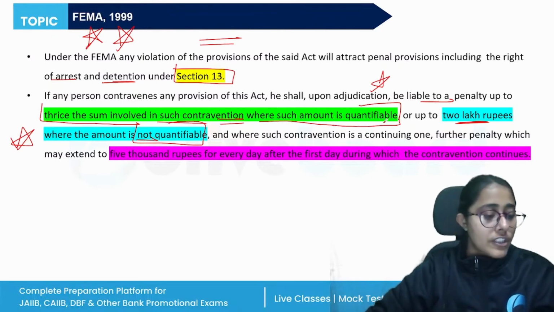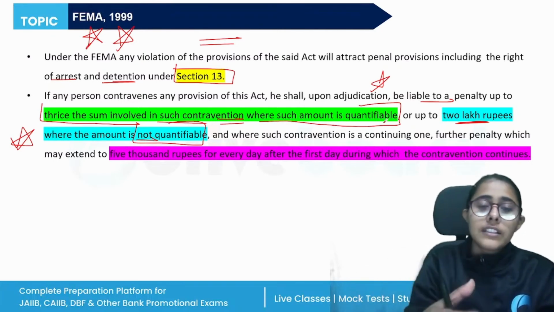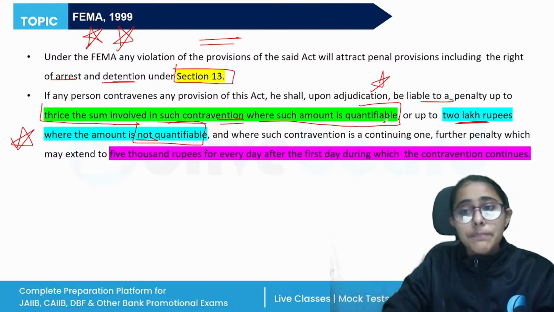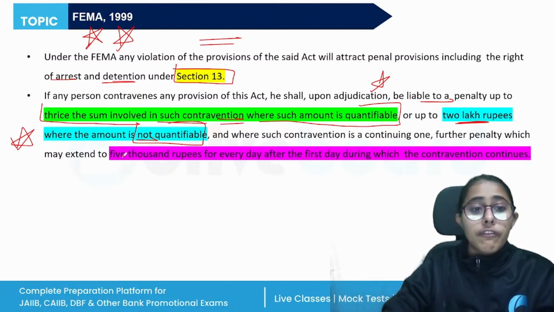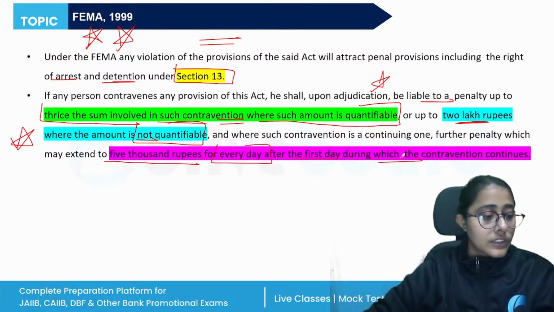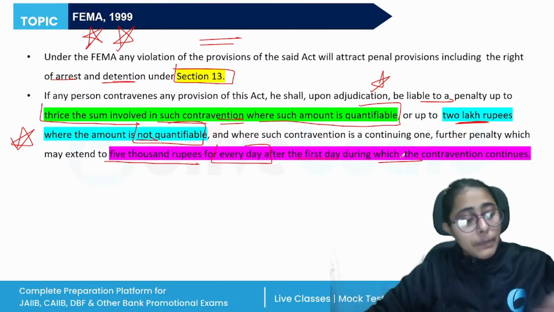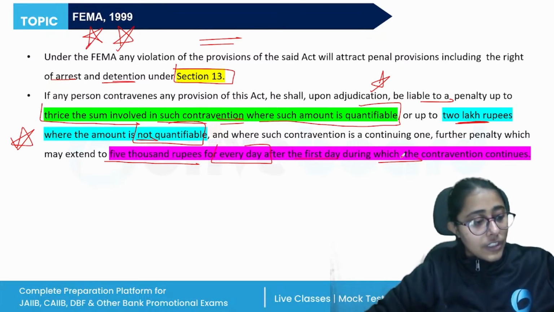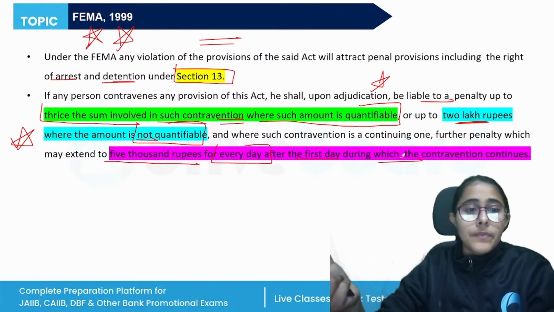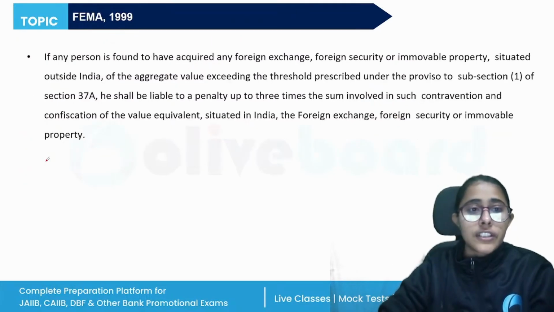Plus, if the contravention is of a continuing nature, not once, but going on for many days, then this penalty may extend to 5,000 rupees for every day after the first day during which the contravention continues. So this penalty will be increased. If it is of a continuing nature, it will be imposed on every day, and that can extend to 5,000 rupees. Alright. So this is the first provision under section 13.